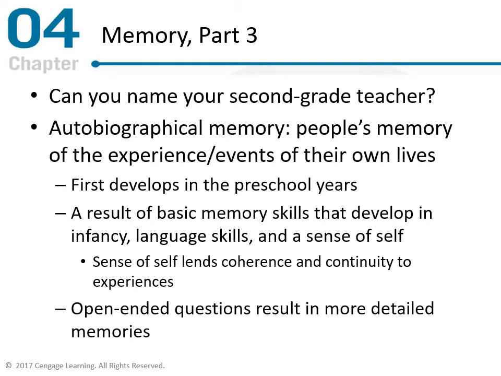So the first one is called autobiographical memory. That is people's memories of the experiences and events of their own life. That makes sense. Autobiographical means your own life. It first develops in the preschool years, as a result of basic memory skills that develop in infancy, language skills, and the sense of self. We talked a little bit about those basic memory skills in infancy on the slide before.